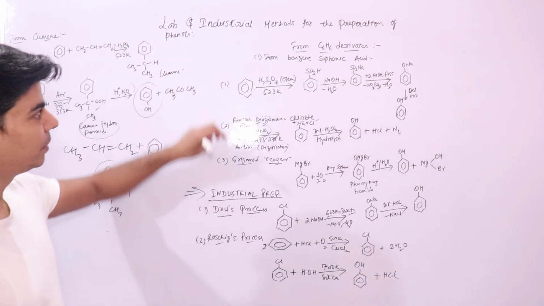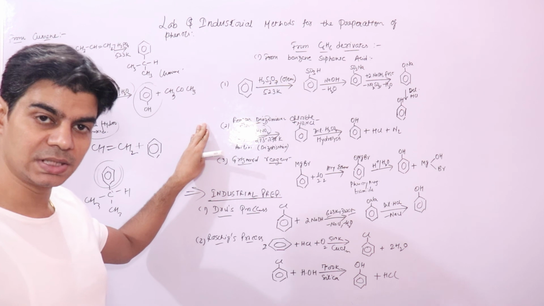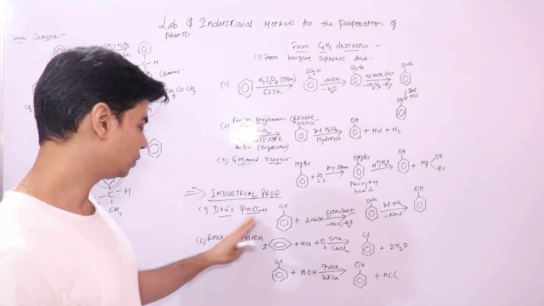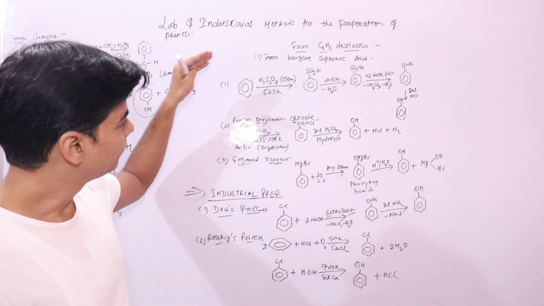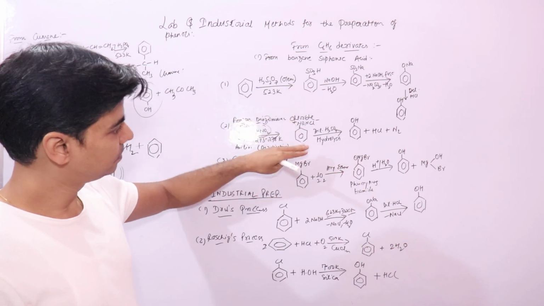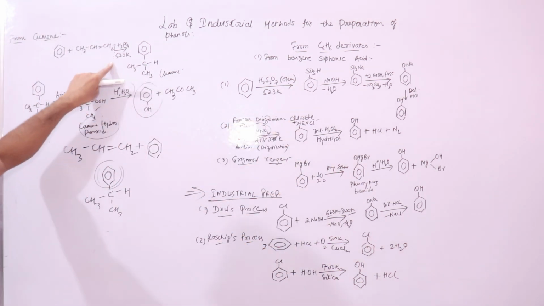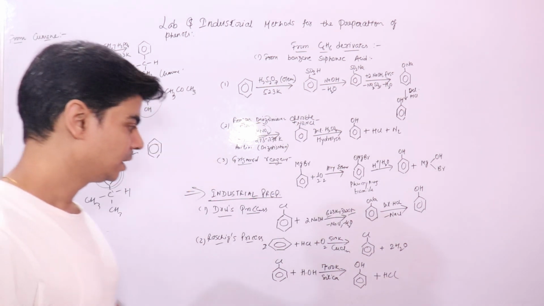So just remember, preparation of phenol: lab preparation from benzene derivatives, from compounds of benzene, and industrial preparation from Dow's process and Raschig's process, right? When we say compounds of benzene, you can see benzene sulfonic acid, benzene diazonium chloride, phenyl magnesium bromide and this Cumene compound, all are prepared from benzene, right? I hope this is clear.